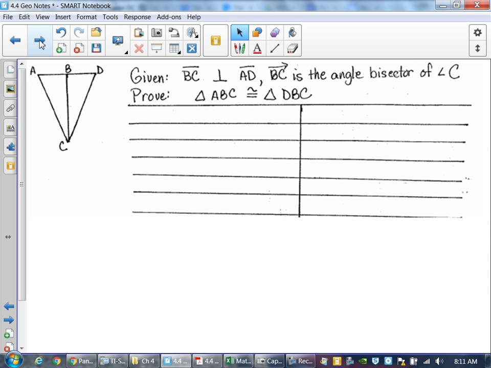Use your progression sheet and start. One of the things I didn't mean to do here is all these little lines. You may or may not use all of them. It's just space to write out. Sometimes you use them all, sometimes you don't. Take a minute and do this first one. You have two given statements. You've got perpendicular and you have an angle bisector.